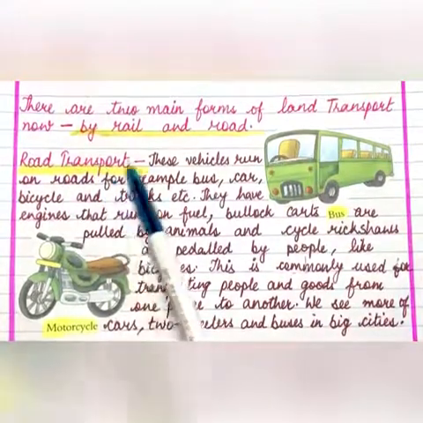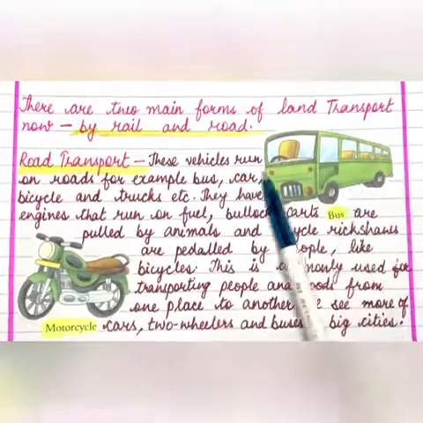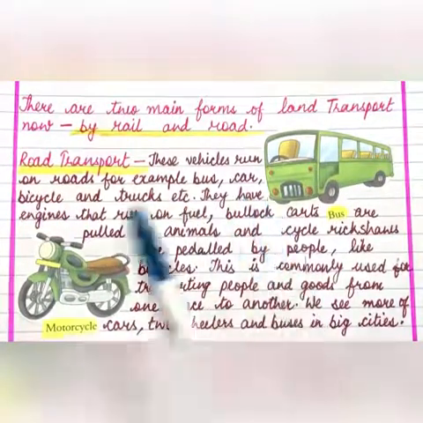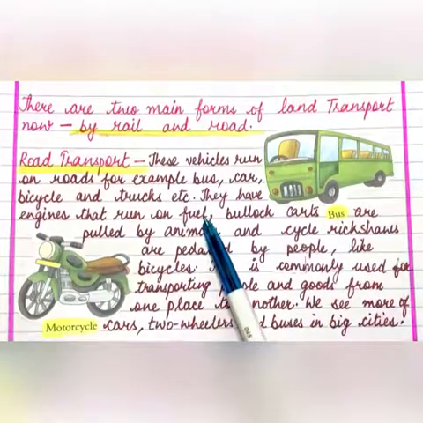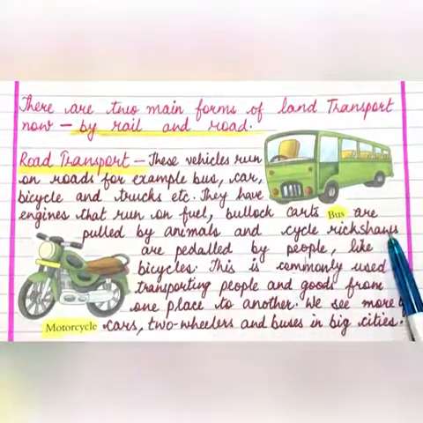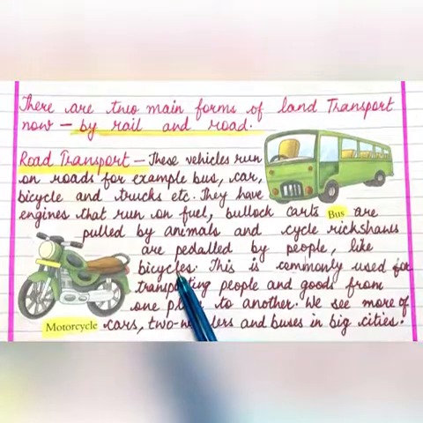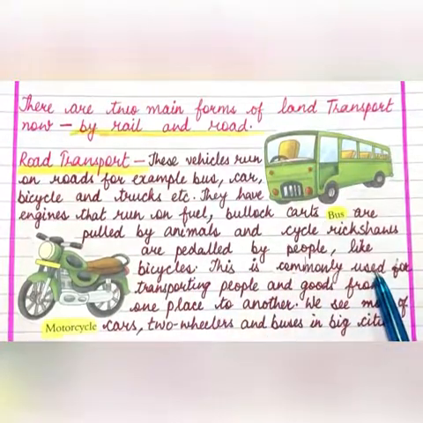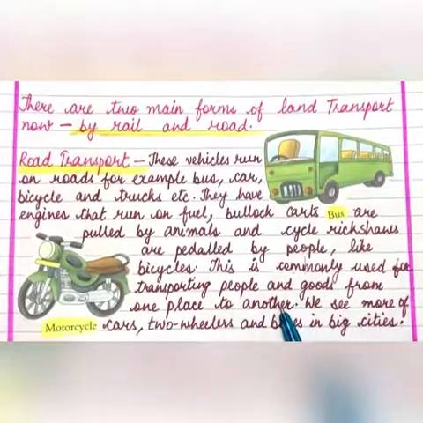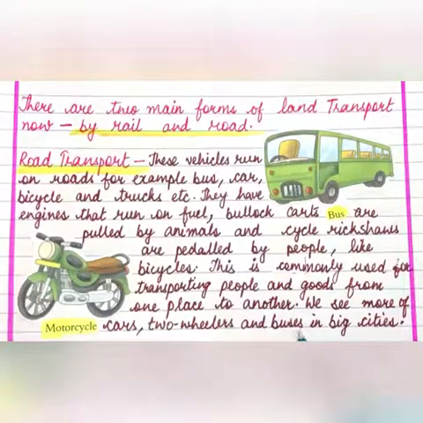Road transport. These vehicles run on roads, for example bus, car, bicycle and trucks, etc. They have engines that run on fuels. Bullock carts are pulled by animals and cycle rickshaws are pedaled by people like bicycles. This is commonly used for transporting people and goods from one place to another. We see more of cars, two-wheelers and buses in big cities.